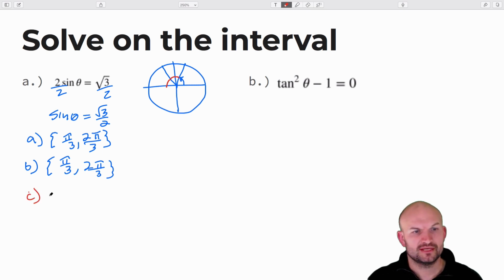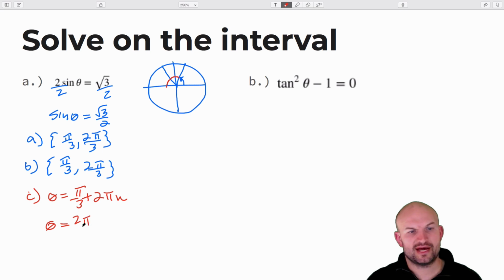So this one's going to be theta equals pi over 3 plus 2 pi n, and theta equals 2 pi over 3 plus 2 pi n.